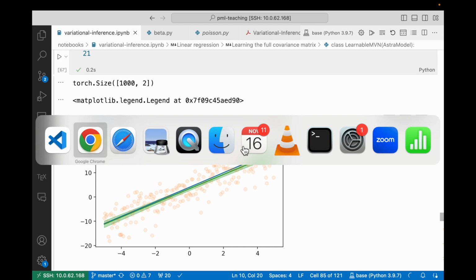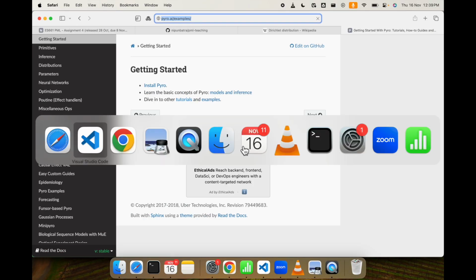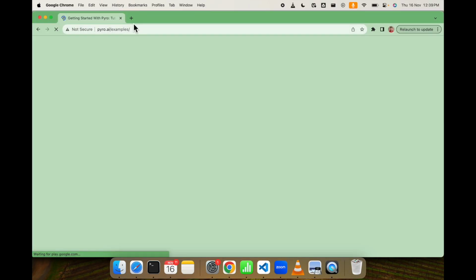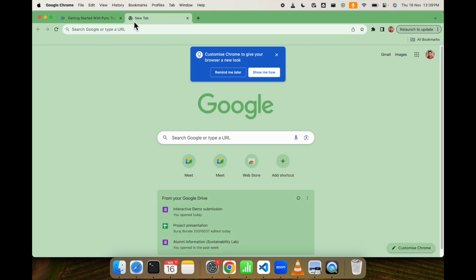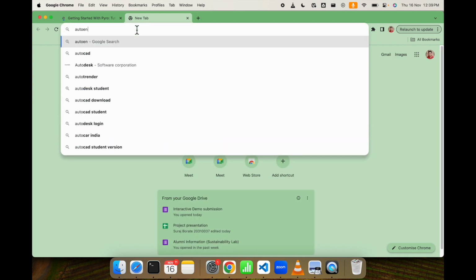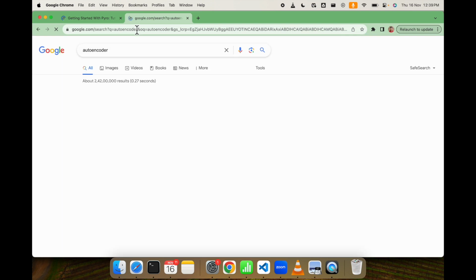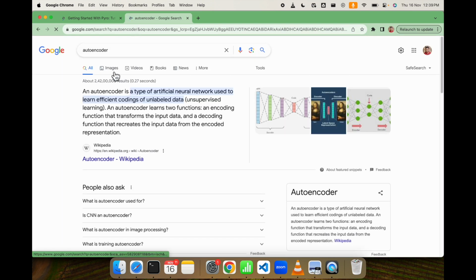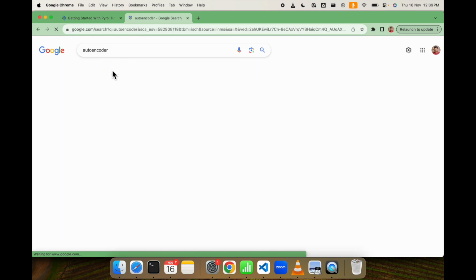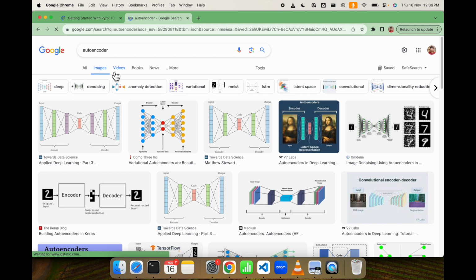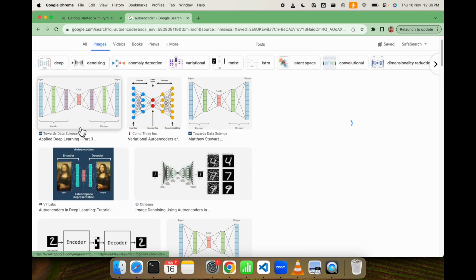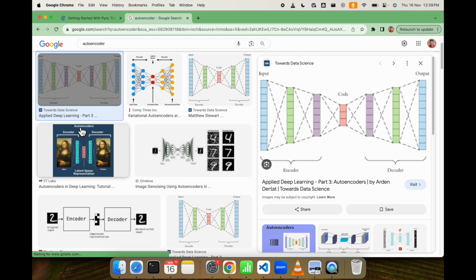Okay, how many of us know what an autoencoder is? Okay, can someone tell what you understand by an autoencoder? I think it is a model that comprises of both encoder and decoder. Yeah.